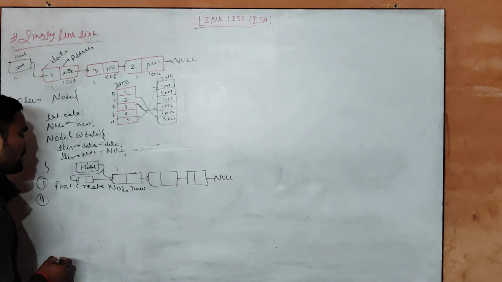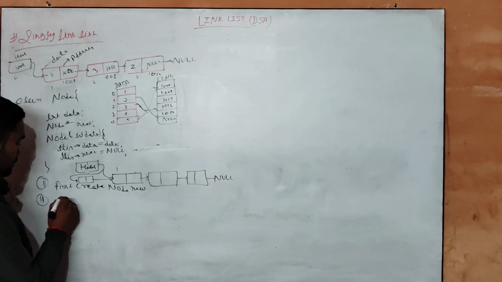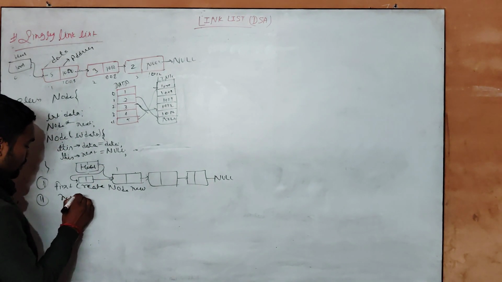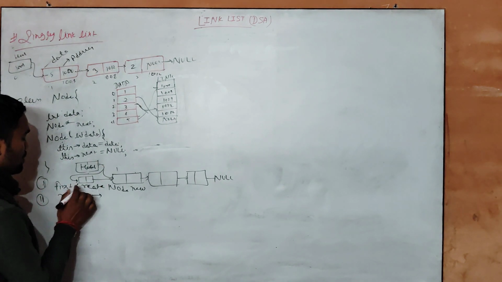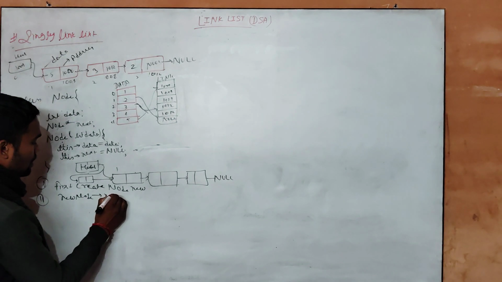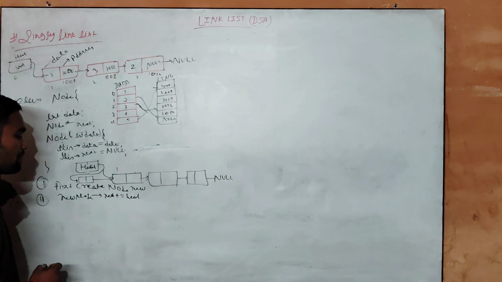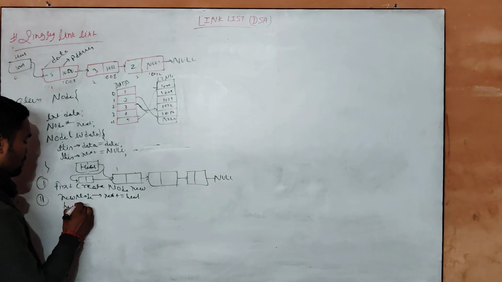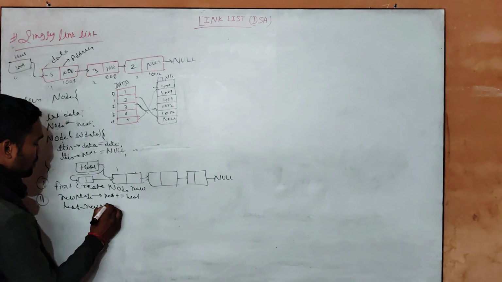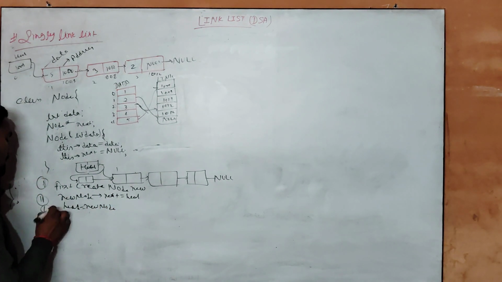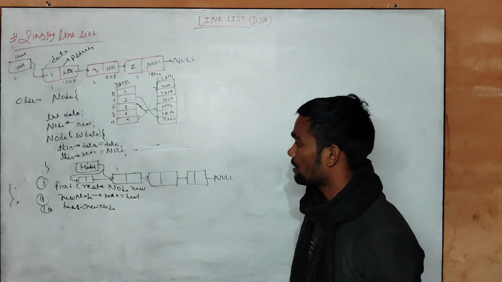Then what will be here? Let's see, second line, what will you say? New node's next value is equal to head, and head is equal to new node. Fine. In these lines, we are inserting at the beginning of the linked list.